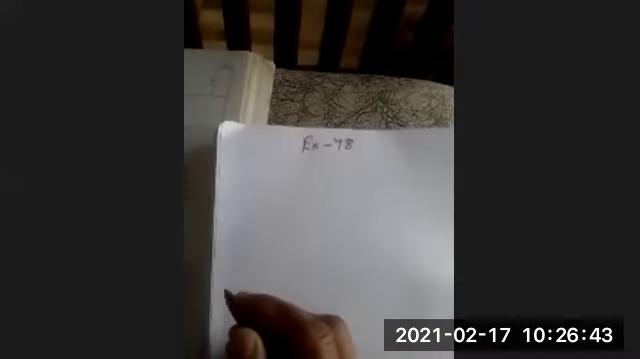Now, exercise 78, your first question is: find the area of a rectangle having dimensions. In this lecture we'll discuss one or two questions of each type, so after this lecture you will revise exercise 78. Having dimensions means the measures of length and width.